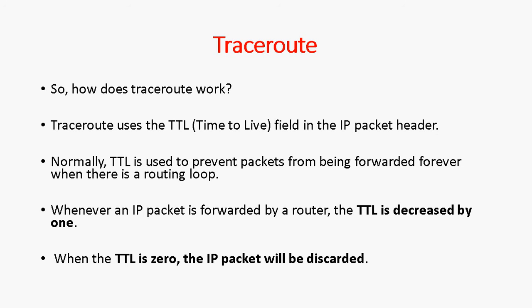So before forwarding it will reduce the TTL value by 1. Normally TTL is used to prevent a packet from being forwarded forever when there is a routing loop. So whenever an IP packet is forwarded by the router, the TTL is decreased by 1. And if the TTL is 0, the router will right away discard the IP packet.